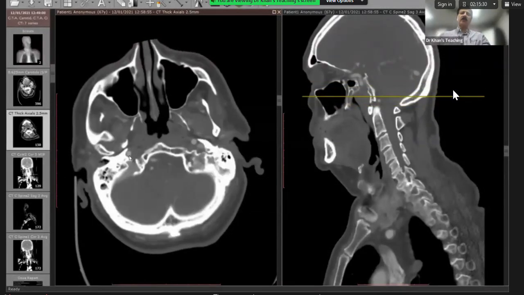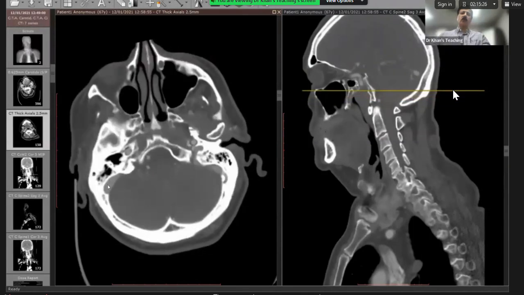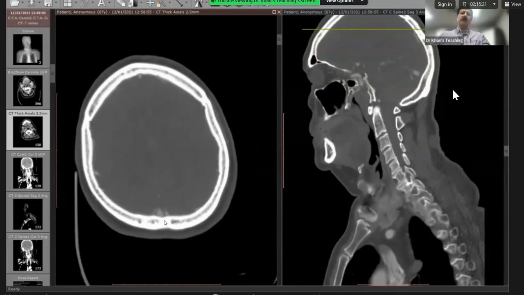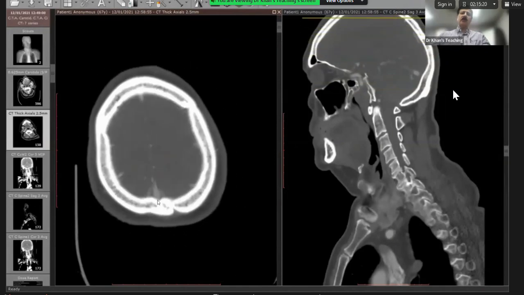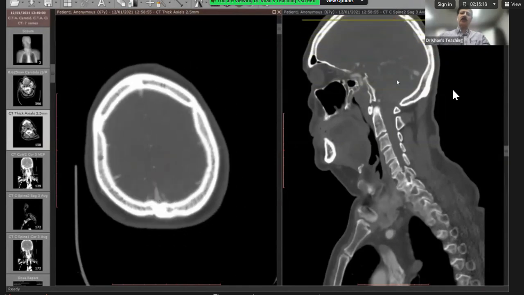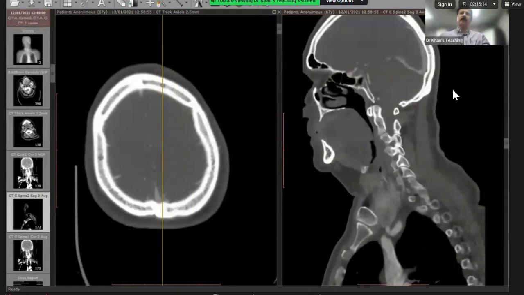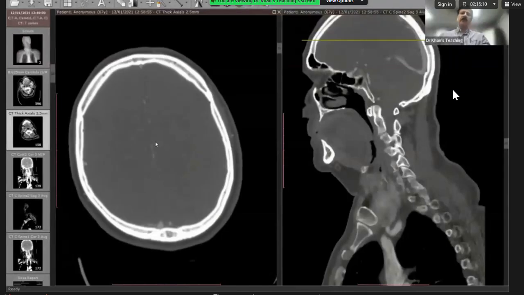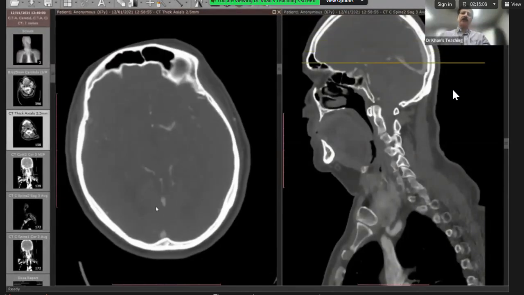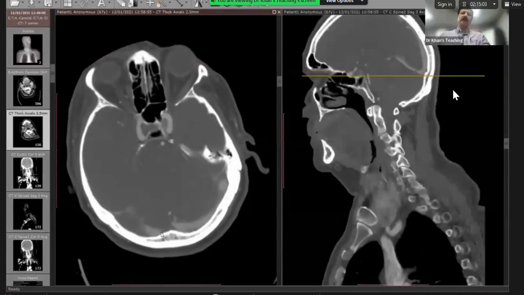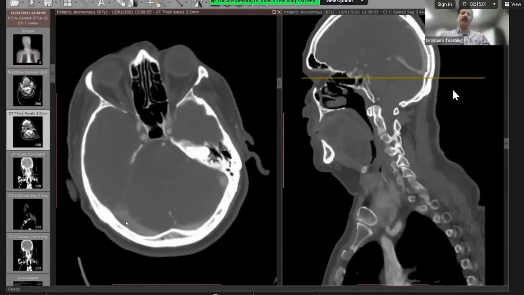Now, let's see the jugular foramen. So I am now going superiorly. So you can see that this is the superior sagittal sinus. And we are coming inferiorly. This is the superior sagittal sinus. And then it divides into the transverse sinus.